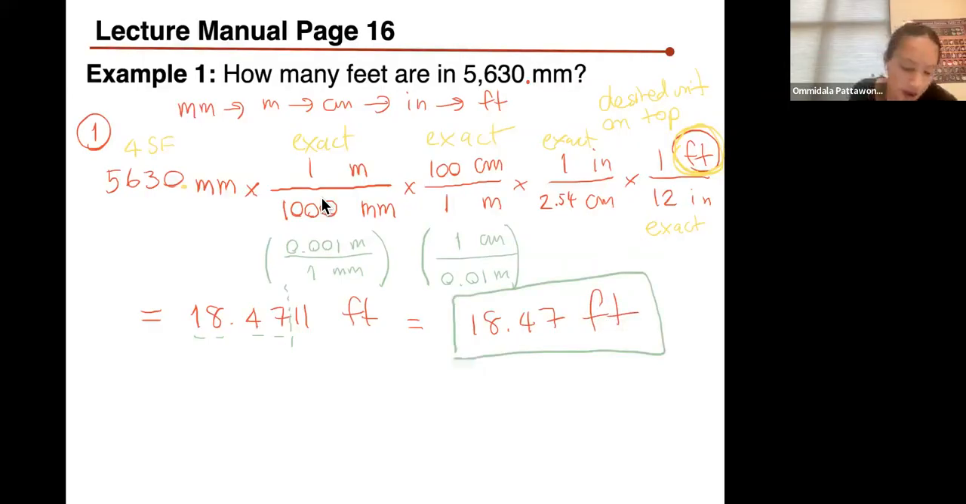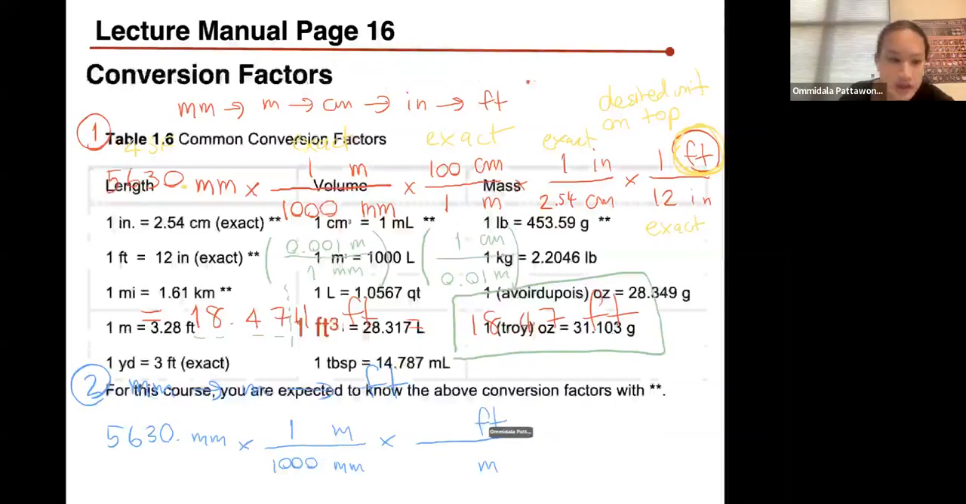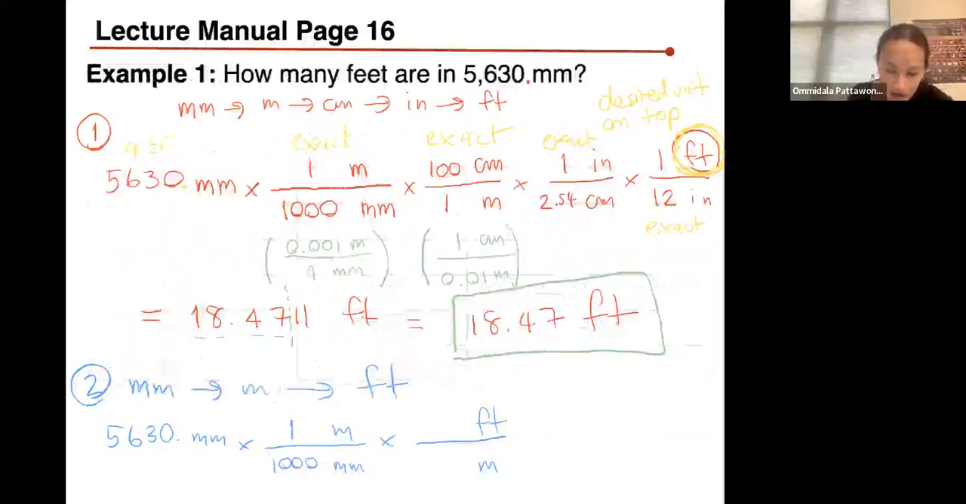Next, we are going to take a look at the second route, which is going from millimeter to meter to feet, right? So in this case, we are going to use the same thing, right? So given value, 5630 millimeter, convert this to meter, so it's going to be the same. So 1000 millimeter equal to 1 meter, and then we are going to look up meter to feet, right? So if you look this up, meter to feet is 3.28 feet. 3.28 feet is equal to 1 meter.